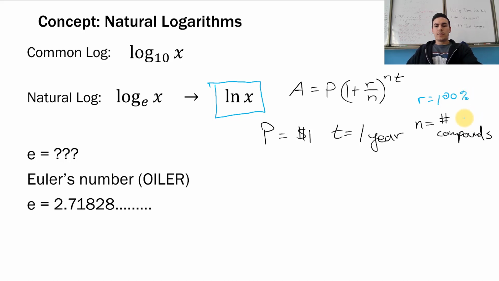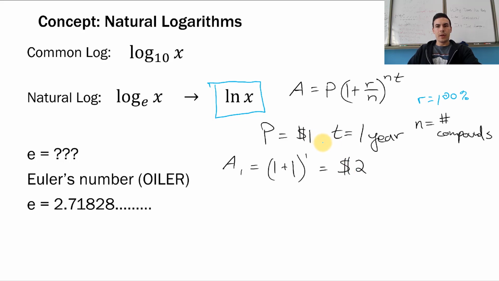So what would happen if we were to compound one time throughout our year? Our P is always going to be 1, so I'm not going to write that moving forward. Our T is 1, our R again is 1, and our N would be 1 if we compound one time per year. So now I have 1 plus 1 raised to the 1, which is just $2. So our principal becomes $2 from $1.